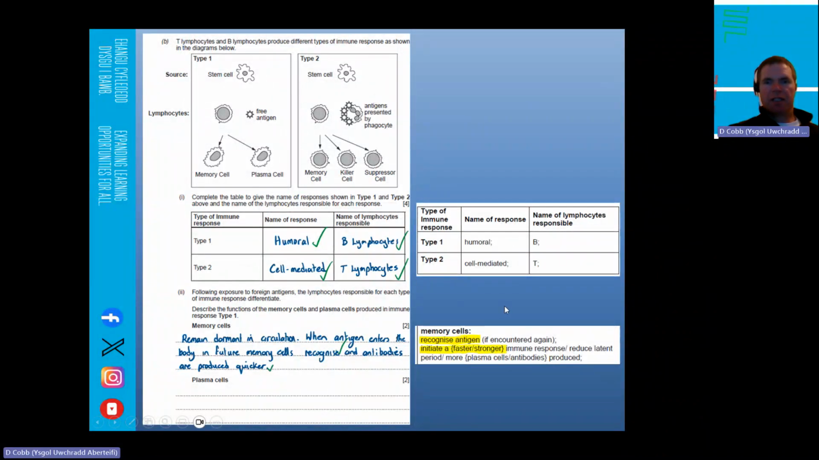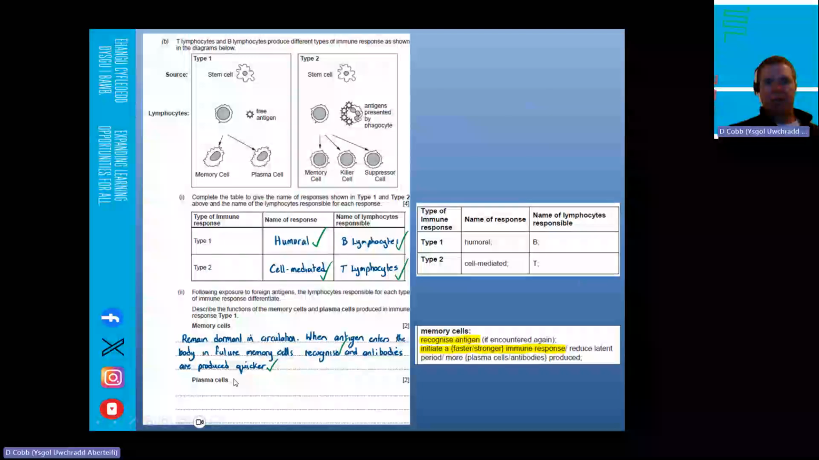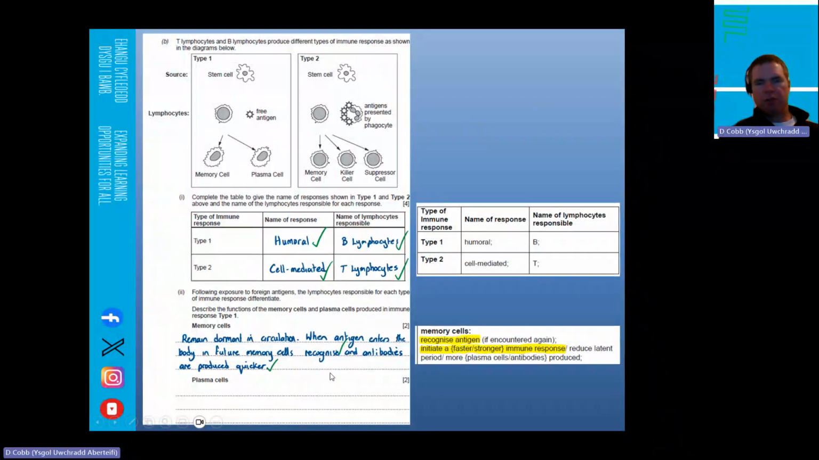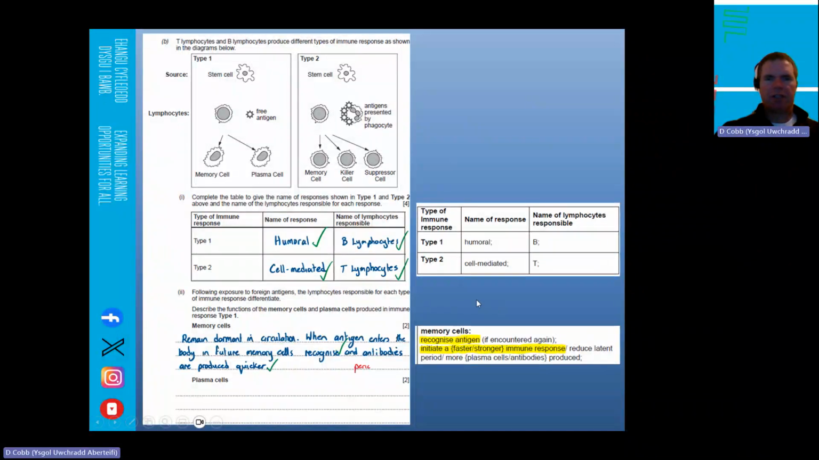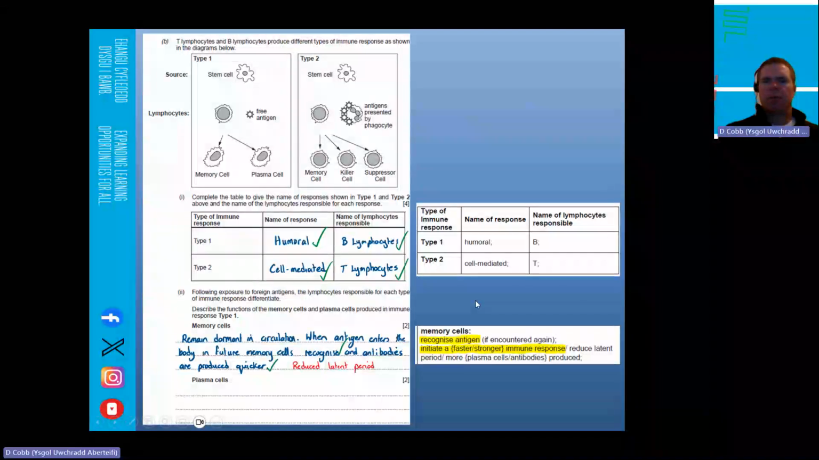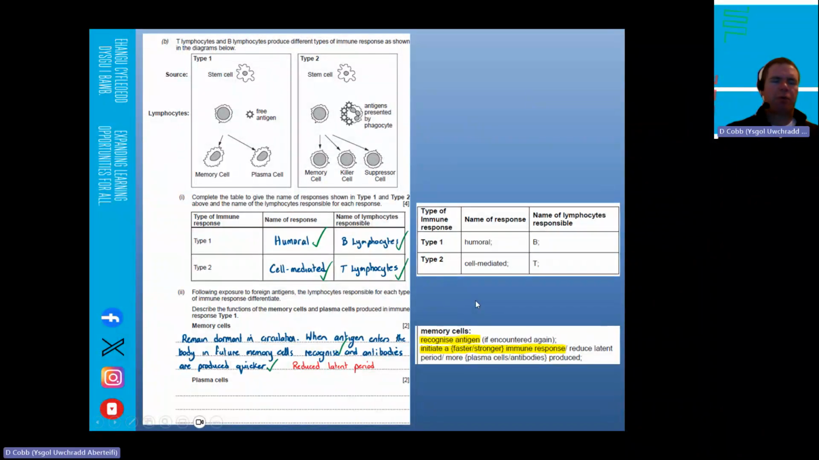The idea that the immune response is faster, or what I've said is the antibodies are produced quicker. Well, the immune response is producing antibodies, so I'm content to give myself a mark there. They mention here a reduced latent period, and that's something that comes up a little bit later on when you talk about, I suppose, vaccination and immunity.